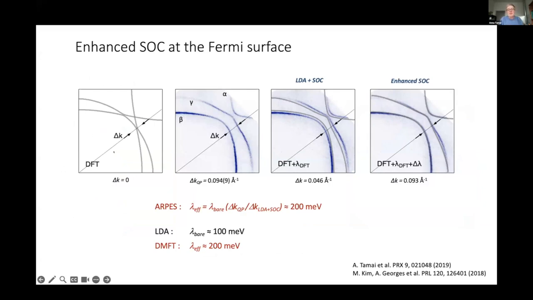So spin-orbit coupling. If you do a DFT calculation without spin-orbit coupling, you would expect, at some points on the Fermi surface, and that's what you see here, points where the gamma and the beta Fermi sheets should be degenerate. When you measure, you find a larger splitting in momentum between these two bands, and the splitting comes from spin-orbit coupling and is partially described by an LDA calculation that includes spin-orbit coupling. However, in experiment, the splitting is twice as large as what you would expect from LDA plus SOC.